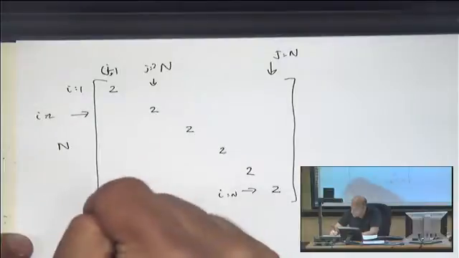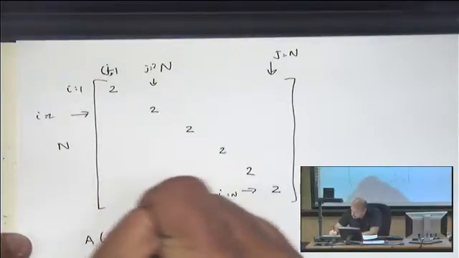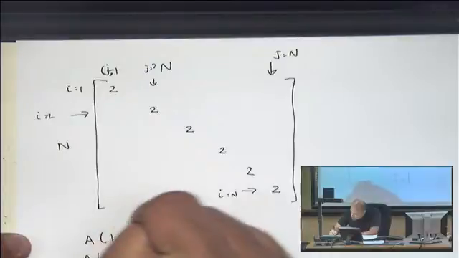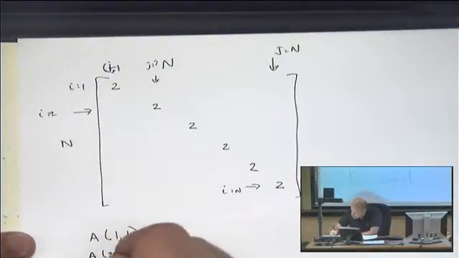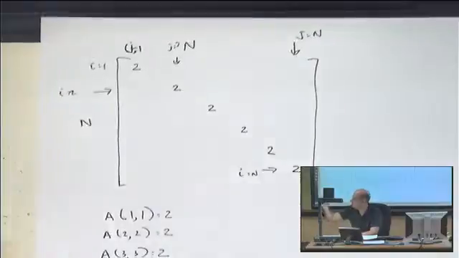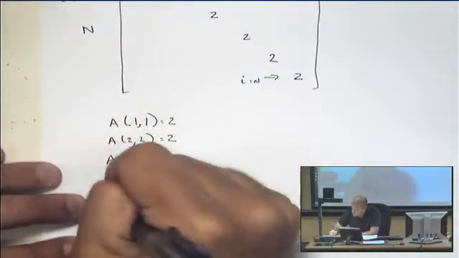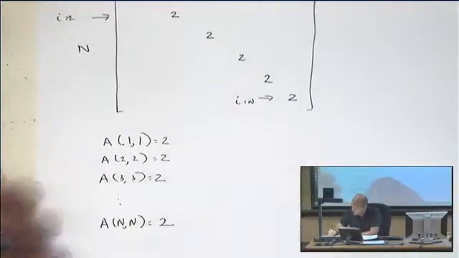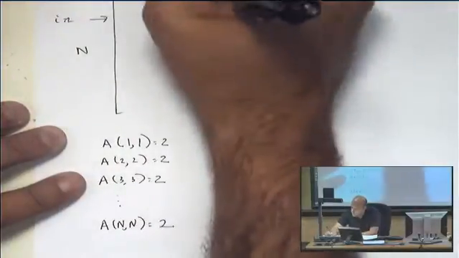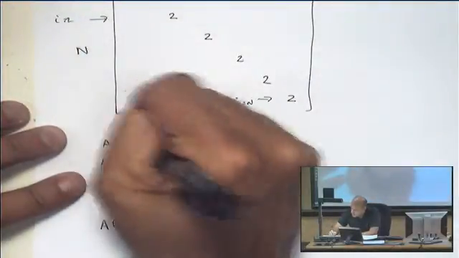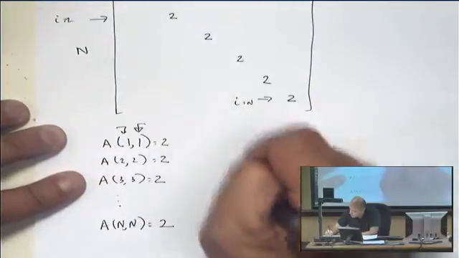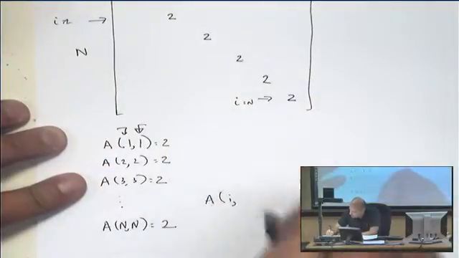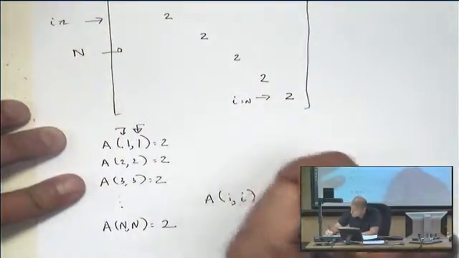So what we found is that A11 is equal to 2, A22 is equal to 2, A33 is equal to 2, all the way to ANN is equal to 2. Even though this is the ith row and jth column, it's really I is equal to J in all these cases. So in general, because it's on the diagonal, the ith row is equal to the jth column, so I can say AII is equal to 2.